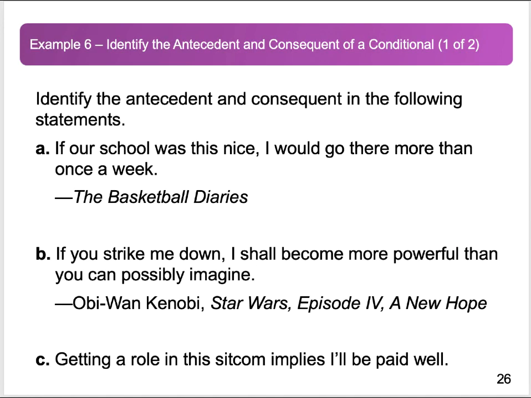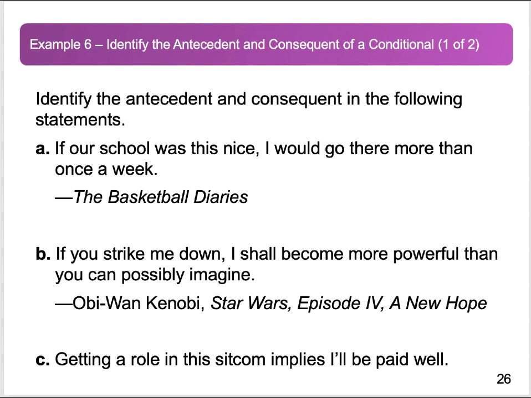Here we have a few examples of conditional statements. If our school was this nice, I would go there more than once a week. So here, the antecedent is our school was this nice. You leave off the if. And the consequent is I would go there more than once a week. For part B, if you strike me down, I shall become more powerful than you can possibly imagine. The antecedent is you strike me down, again, leaving off the if. The consequent is I shall become more powerful than you can possibly imagine.